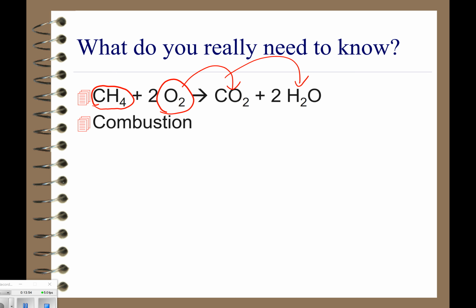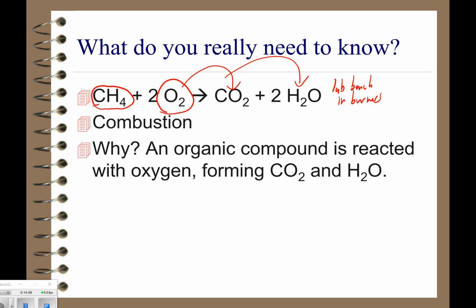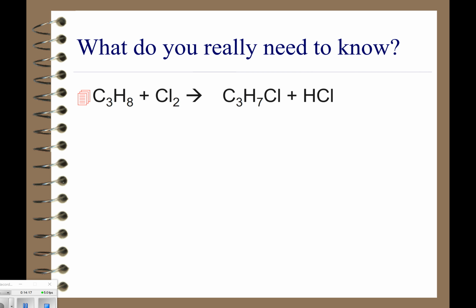This would be the reaction that's occurring at your lab bench in your burners. So the products that we're getting off of those Bunsen burners are CO2, water, and heat and light. Now why? Well, we have an organic compound reacted with oxygen, forming those two particular products, CO2 and water. And that's an indication of combustion every time.